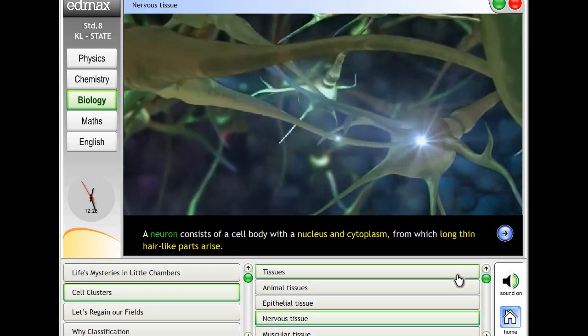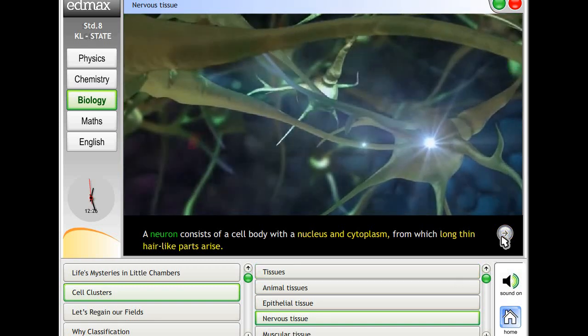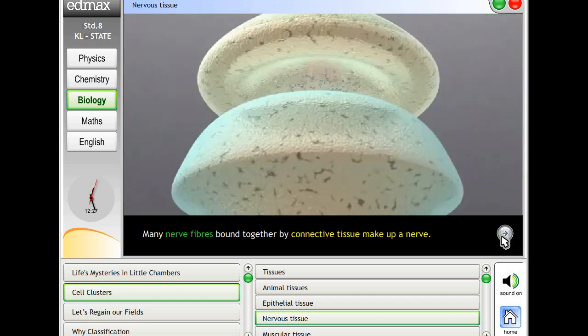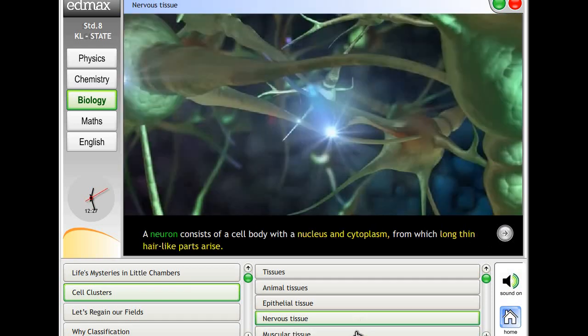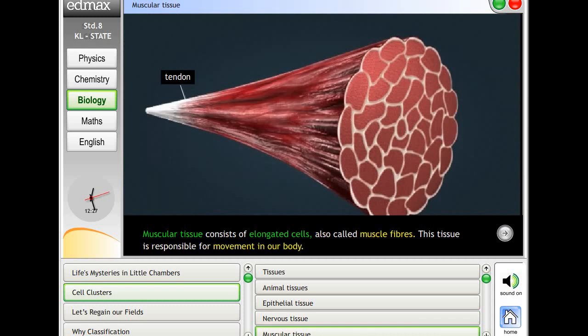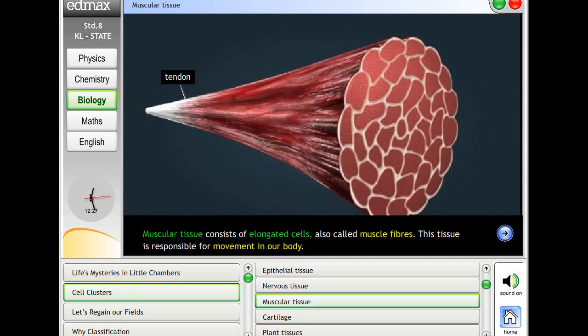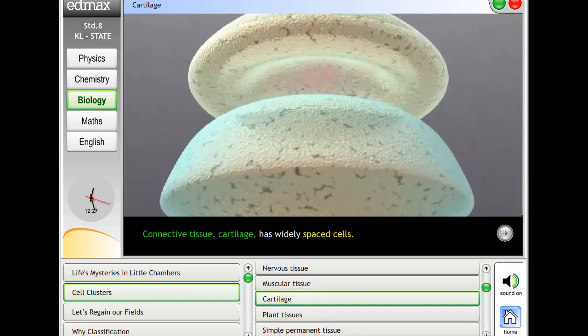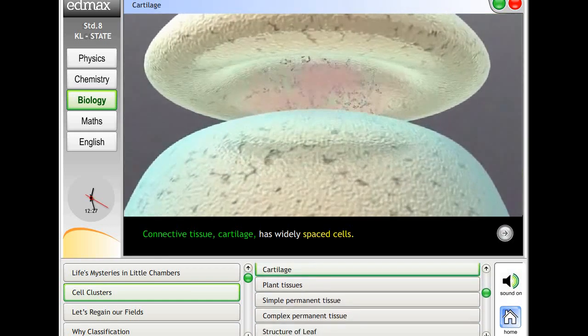Nervous tissue. A neuron consists of a cell body with a nucleus and cytoplasm, from which long thin nerve fibers arise. Many nerve fibers bound together by connective tissue make up a nerve. Muscular tissue. Muscular tissue consists of elongated cells, also called muscle fibers. Cartilage. Connective tissue. Cartilage has widely spaced cells.